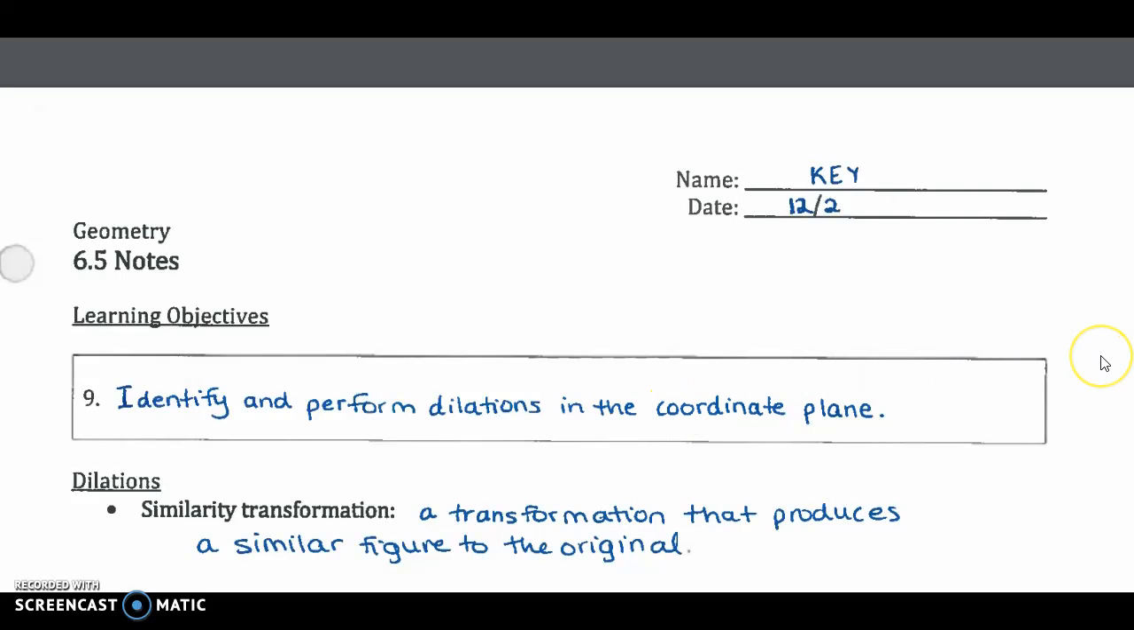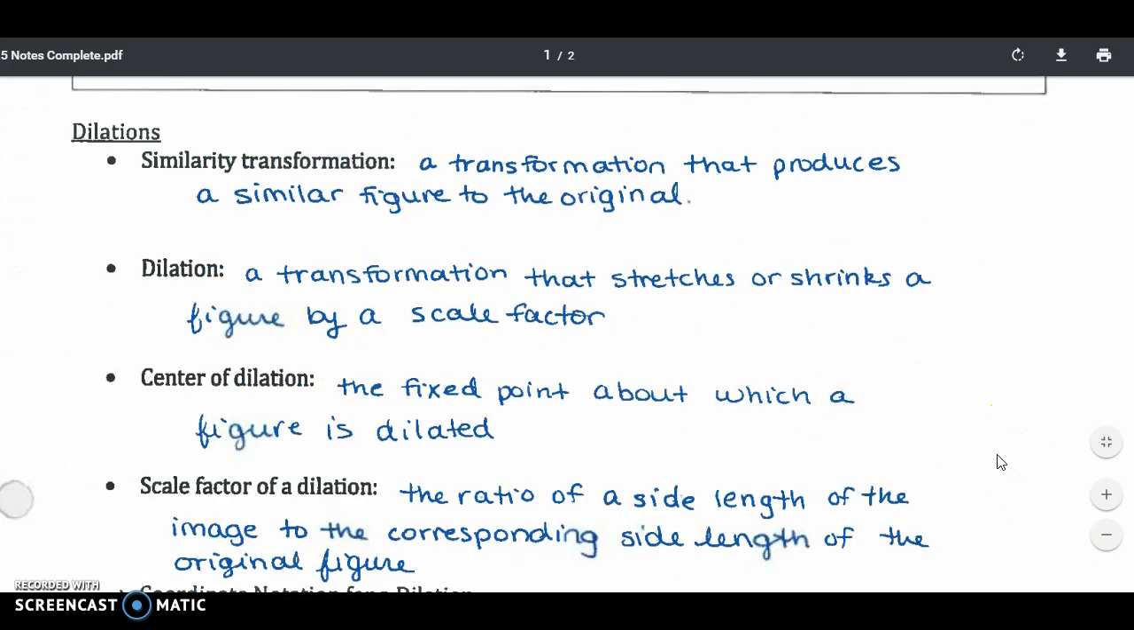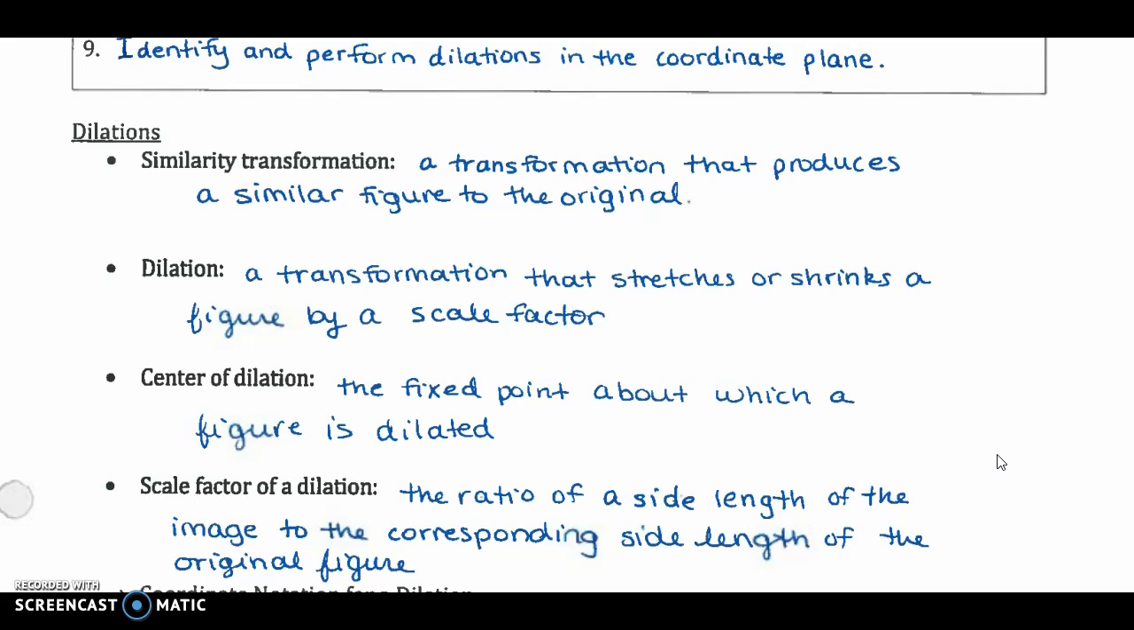Okay, 6.5 notes. The learning objective for today is to identify and perform dilations in the coordinate plane. So a dilation is essentially a similarity transformation. Now, a similarity transformation is a transformation that produces a similar figure to the original. We've already discussed congruence transformations, or transformations that resulted in congruent figures. That would include translations, reflections, and rotations. A dilation will result in a similar figure.